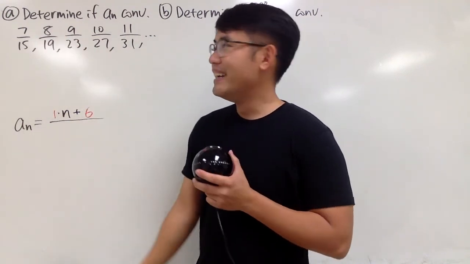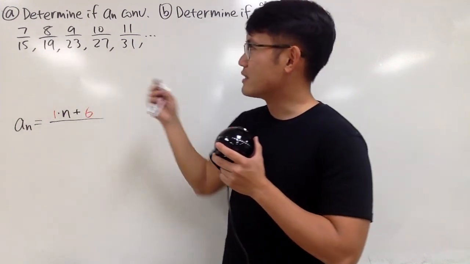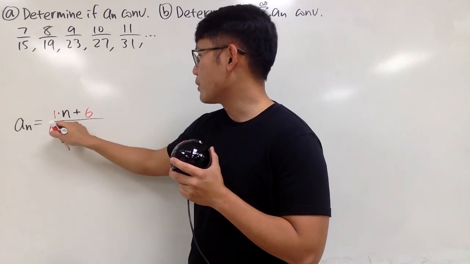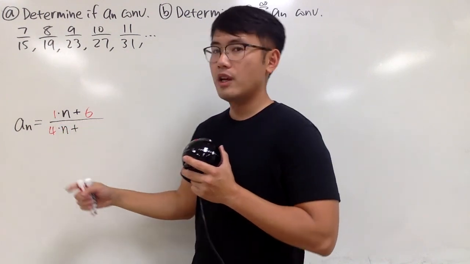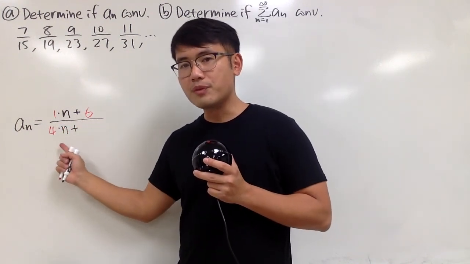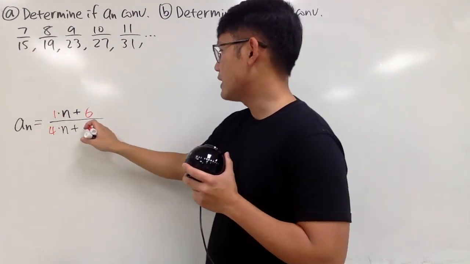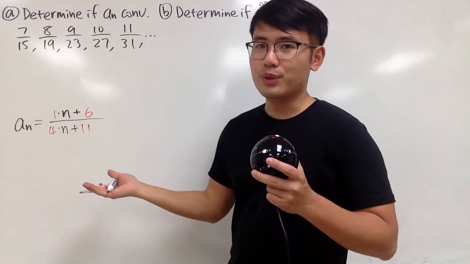All right, that's it. And then on the bottom here, the common difference is 4, so we know that the coefficient right here is 4, and then multiply by n, and we add. When n is 1, 1 times 4 is 4. 4 plus 11 will give us 15. So just add 11 to it. This is the quickest way to do it.